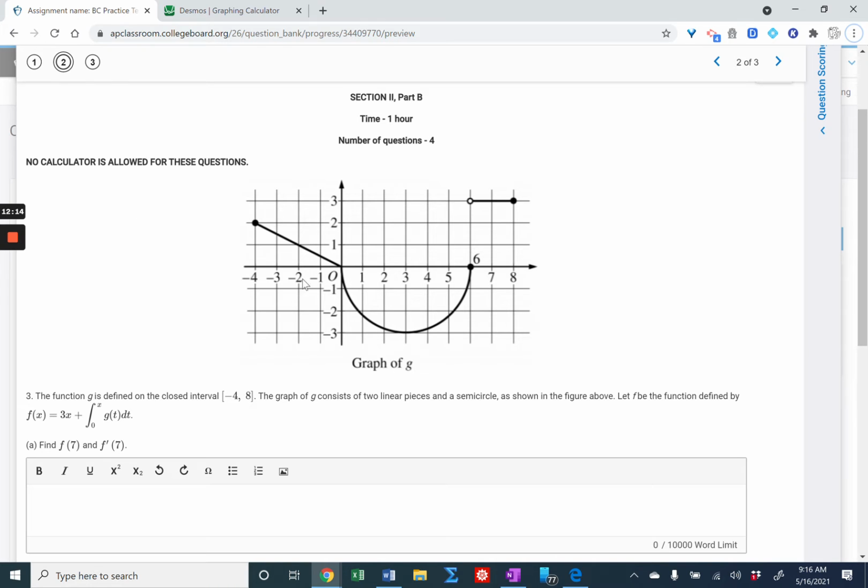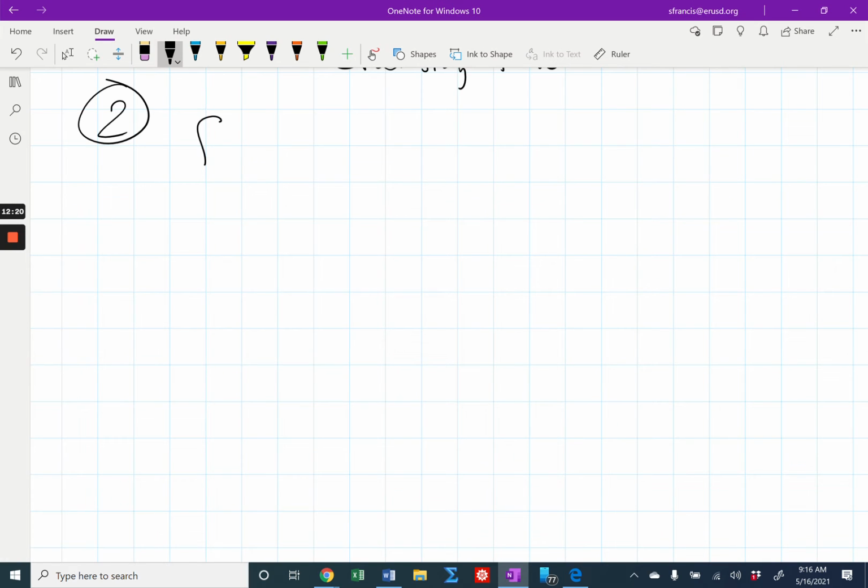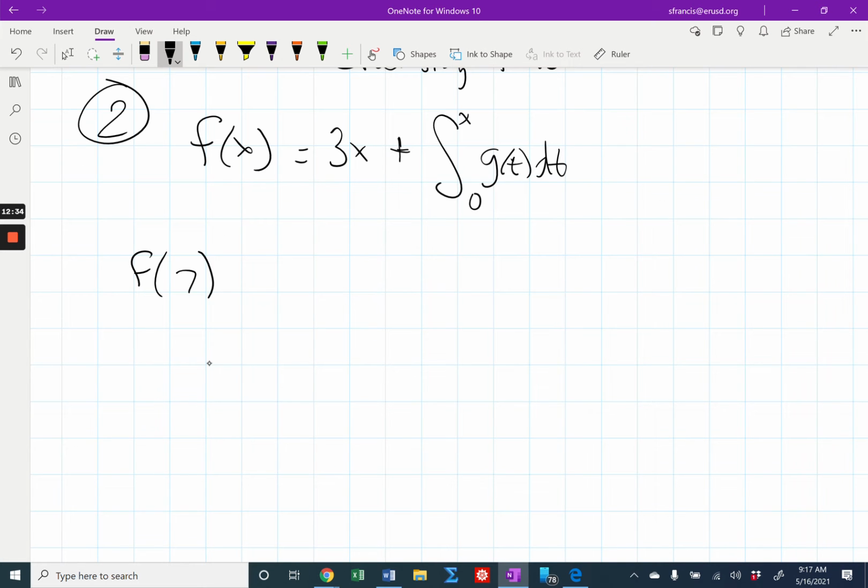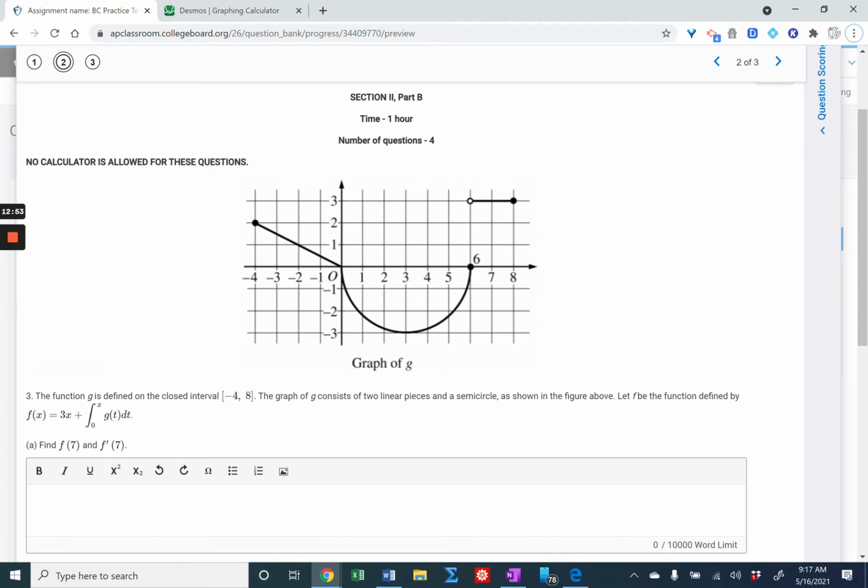And again, we're looking at the graph of g. So we want to find f of 7 and f of negative 7. So f of x being 3x plus the integral something to x of g of t dt. I don't remember where we start that from. We'll start from 0. So f of 7 is going to be 3 times 7 plus the integral from 0 to 7 of g of t dt. And the purpose of this problem is to have you analyze this geometrically. Okay, so this is going to be 21 plus whatever we get out of the geometry of looking at this picture from 0 to 7.